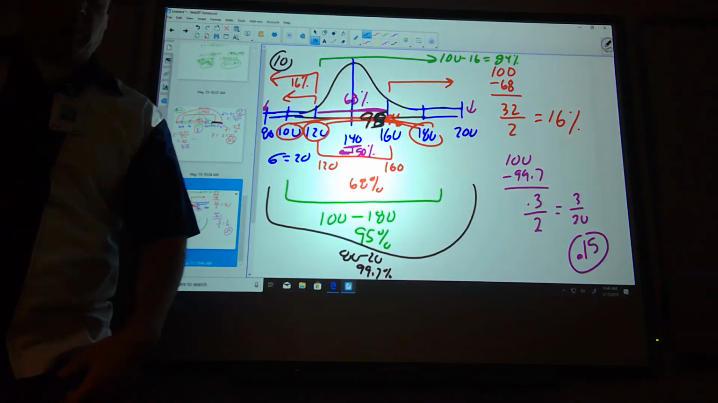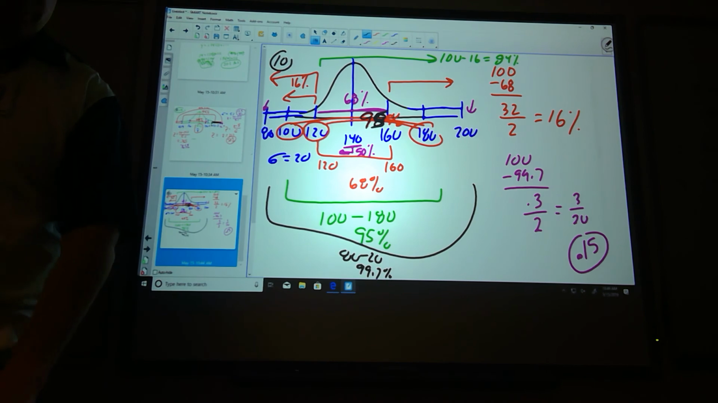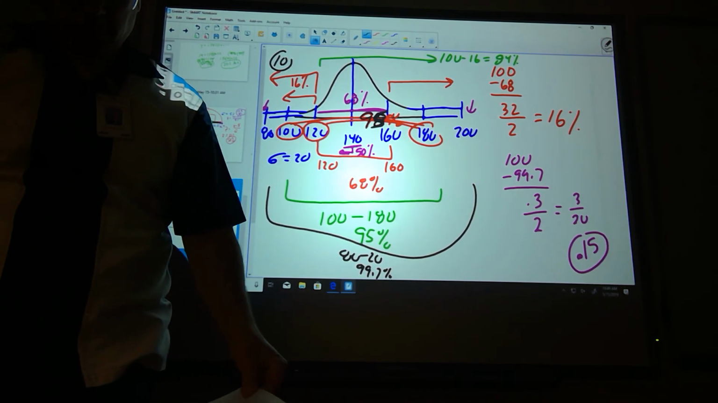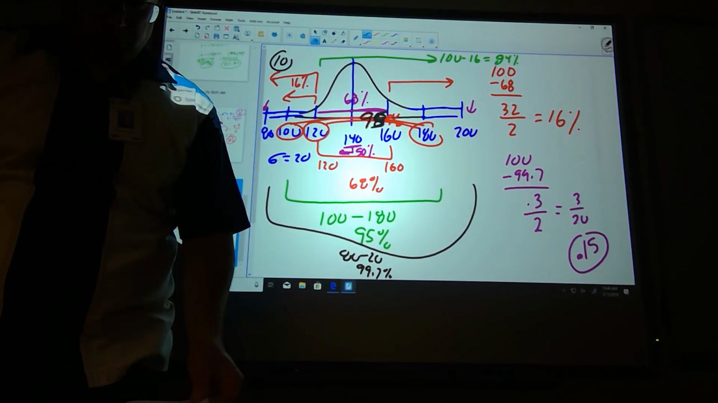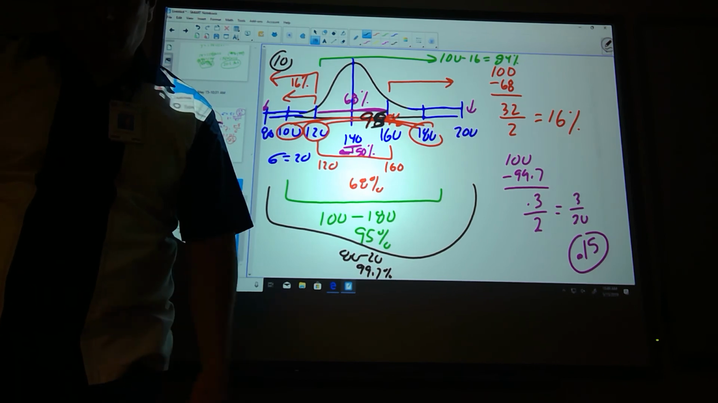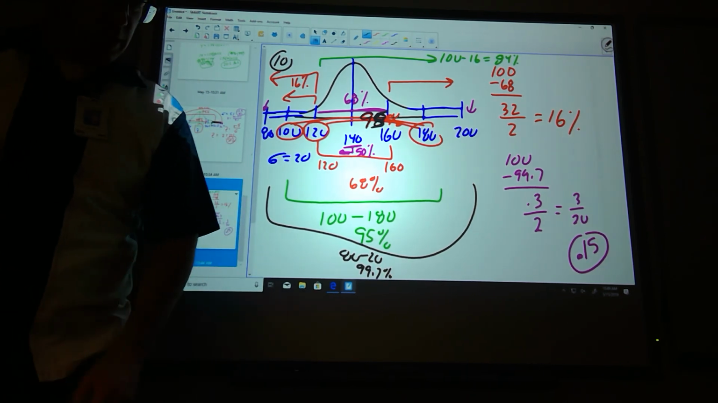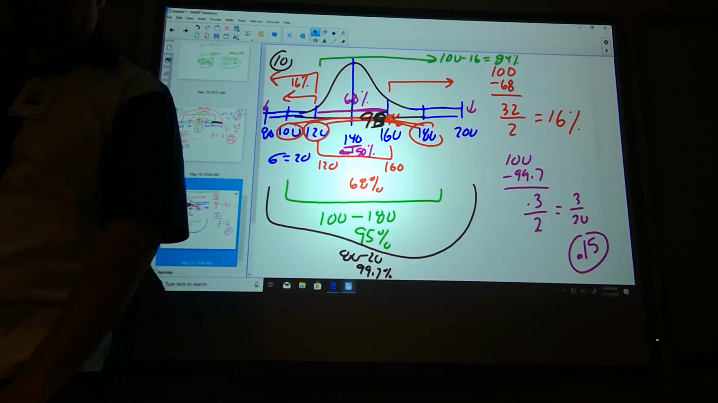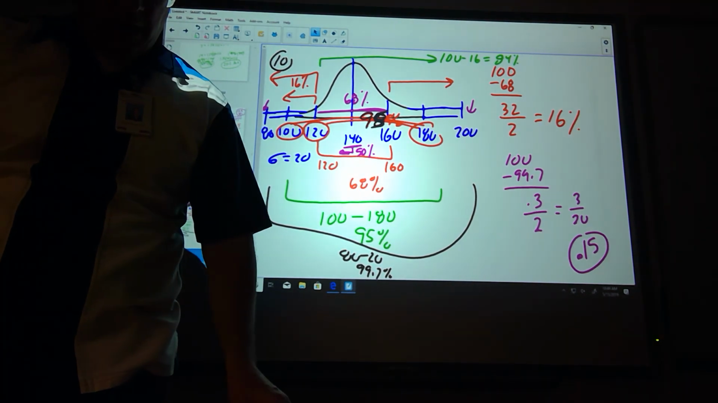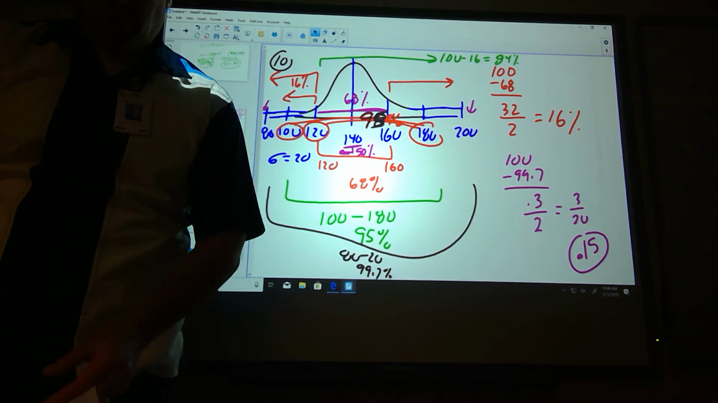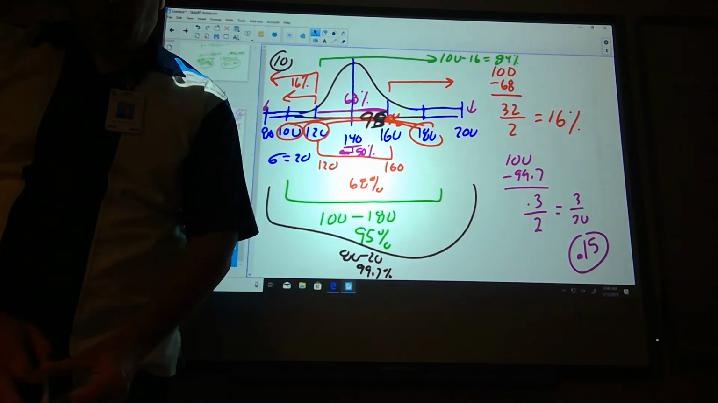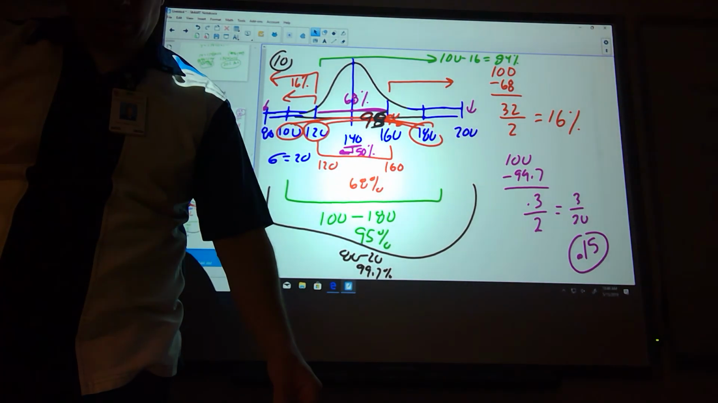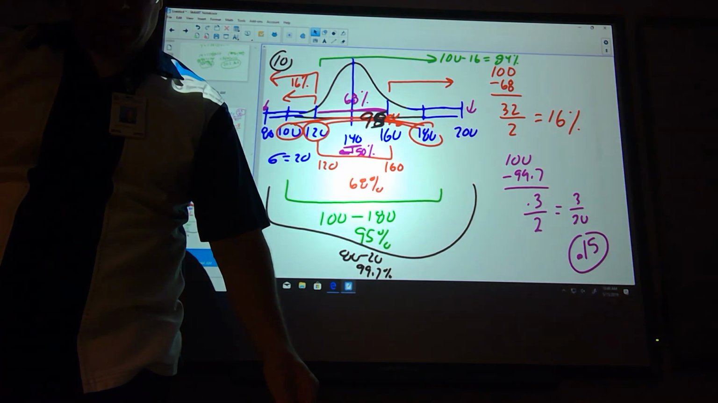Cool. Hey, we're done with stats. Okay, I'd say we've got less than 10 minutes left. Take a look at 8 and 9, 8 in the trig unit, and we'll focus on those tomorrow. Cool?